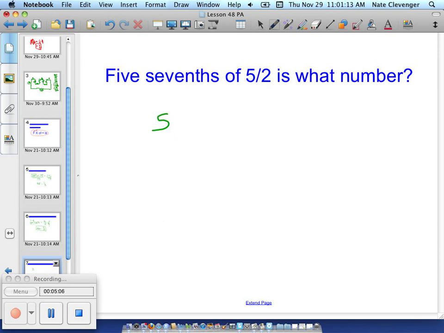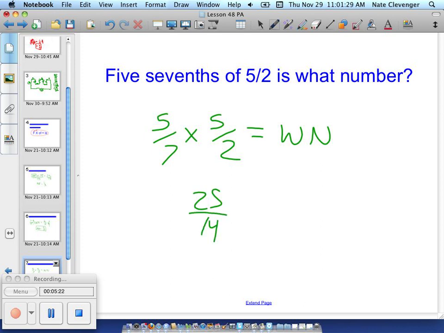Written a little different here: 5/7 of 5/2 is what number? Are we going to have to do anything tricky here, or is it ready to roll? It's ready to roll because it already has the multiplication together. 25 over 14. And that 14 doesn't reduce, does it? No, it does not. Do we have to put the equals sign in? You get in the habit, yeah, do it. It's just good practice.